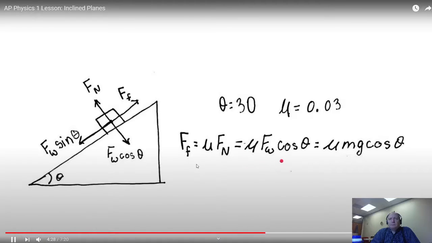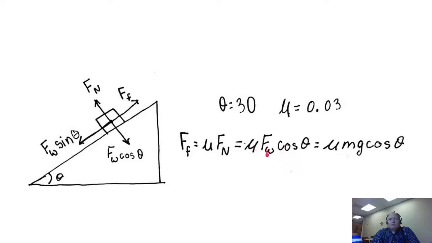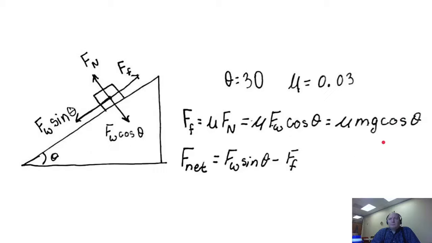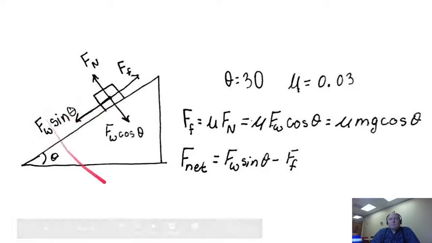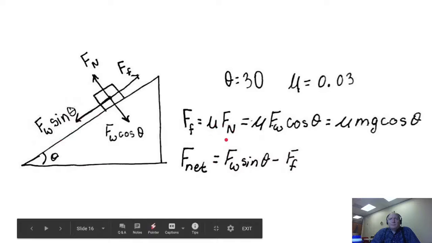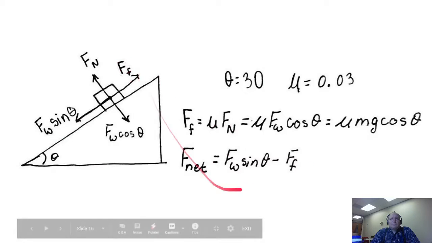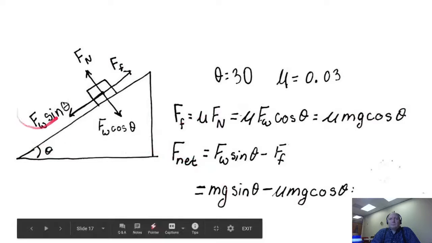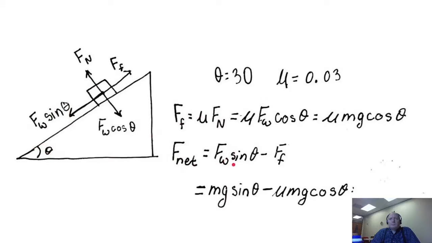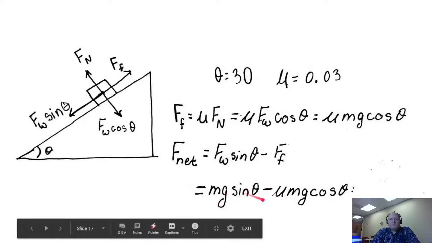Mu times force of weight cosine theta. And we also know that force of weight is just mass times gravity, so we get mu times mg times cosine of theta. All right, now, to find our acceleration, we need to use our net force, so we know that's going to equal our force driving it down the ramp, or our force of weight times sine theta, minus the force that is opposing that motion, or our friction. Now we're just going to plug in what we got for our friction, and since it's force of weight sine theta, we can substitute in mg for force of weight, so we get mg sine theta minus mu mg cosine of theta.